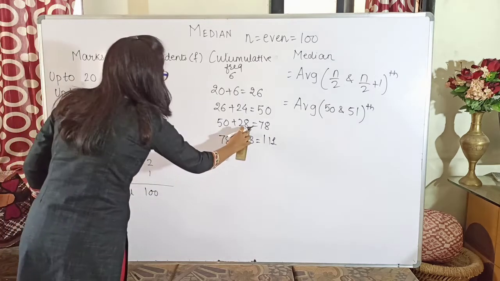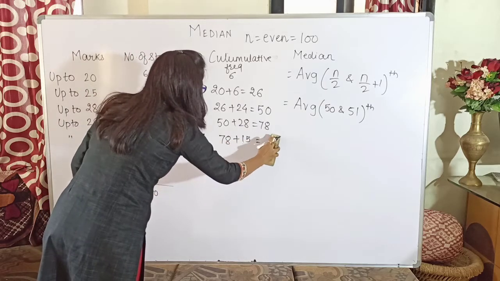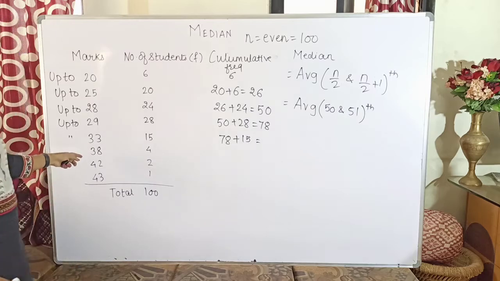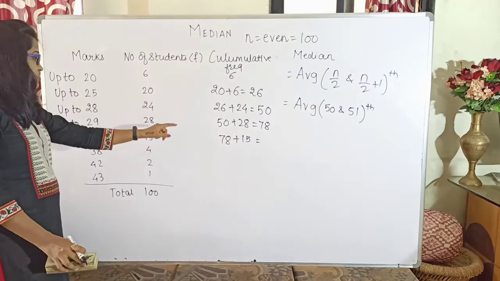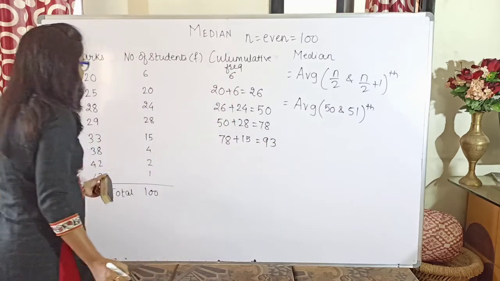Sorry, it is here, it should be 15. 78 plus 15. Instead of writing the frequency, I wrote the marks. So 78 plus 15, which will give me 93.